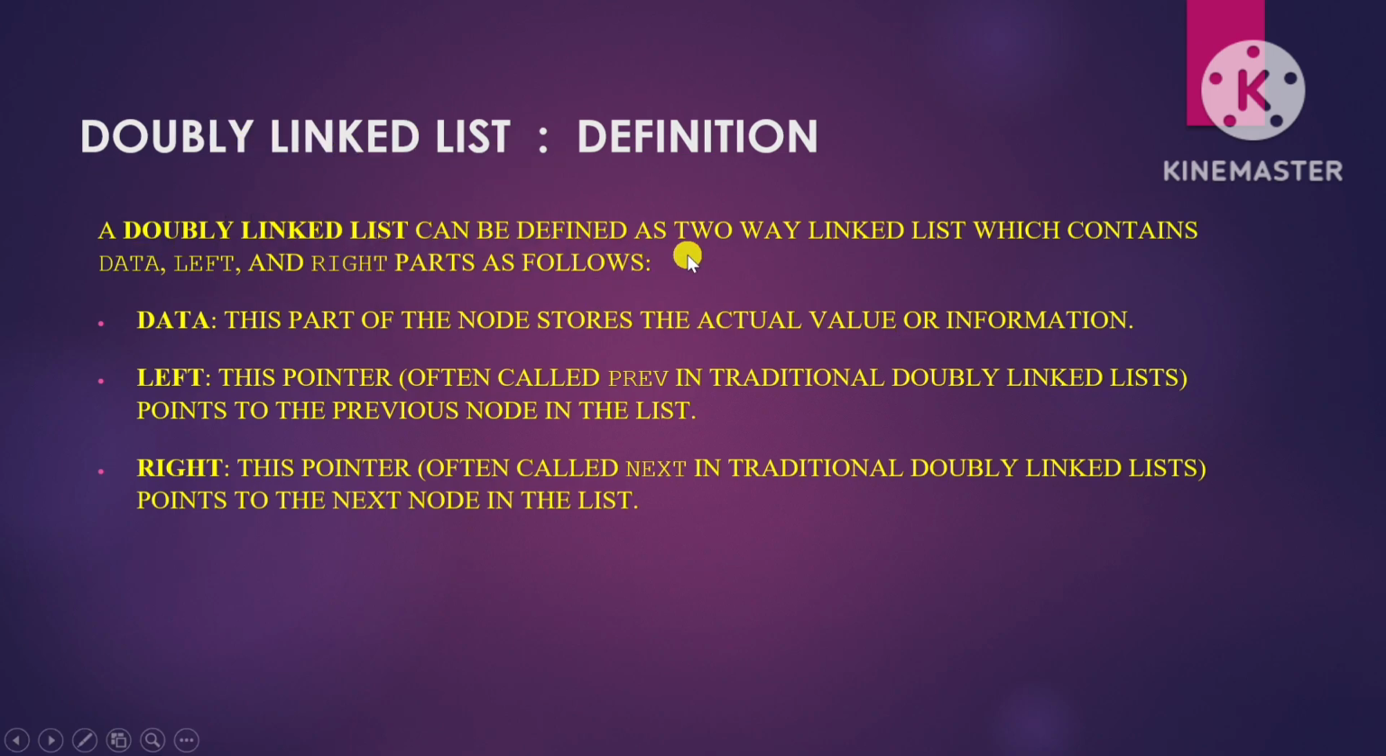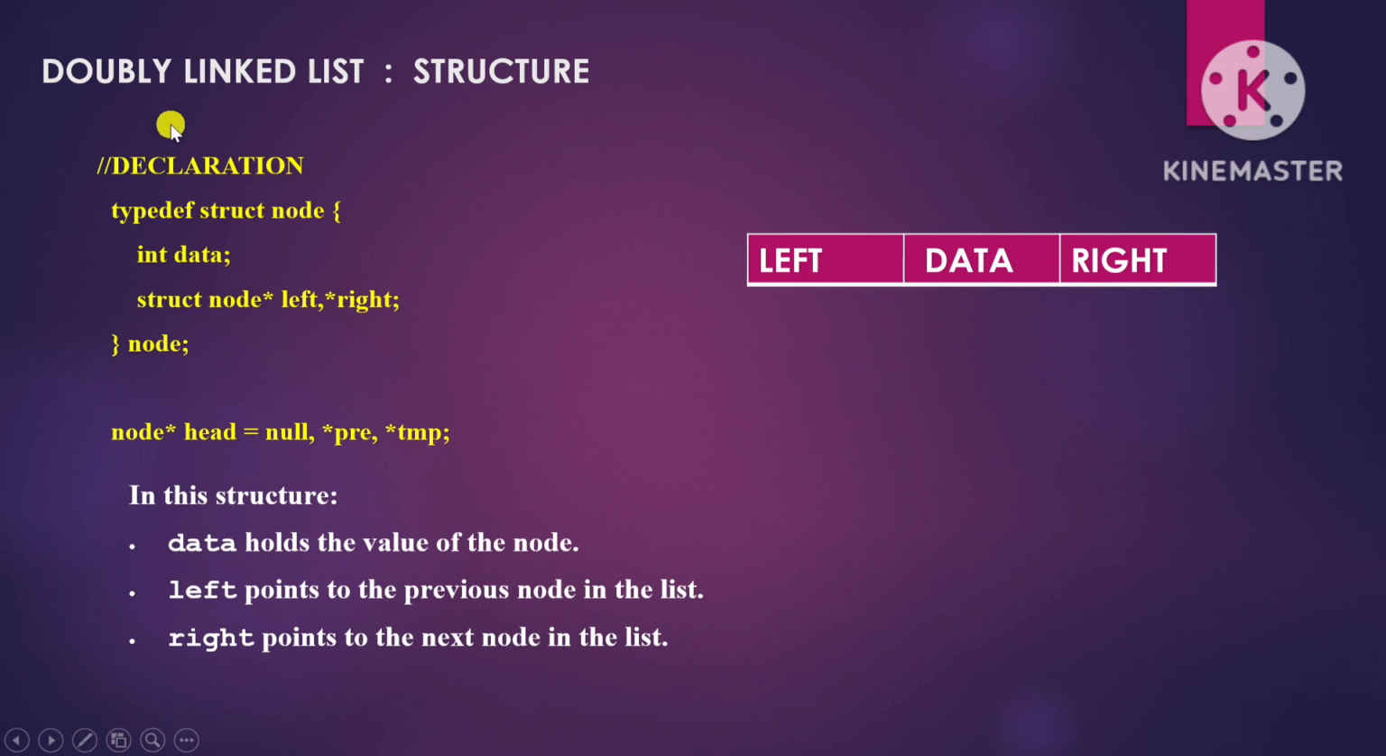A doubly linked list can be defined as a two-way linked list which contains data, left and right parts as follows. Data, this part of the node stores the actual value or the element. The left part points to the previous node in the list and the right part points to the next node in the list.